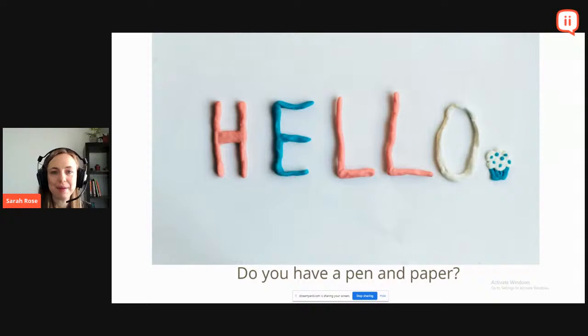Do you have a pen and paper? Or you can make notes on your phone or laptop, or you can take screenshots throughout the presentation of anything you think is useful.